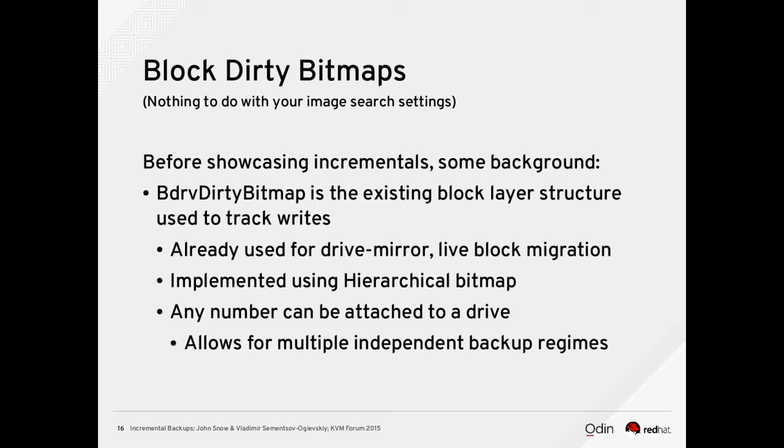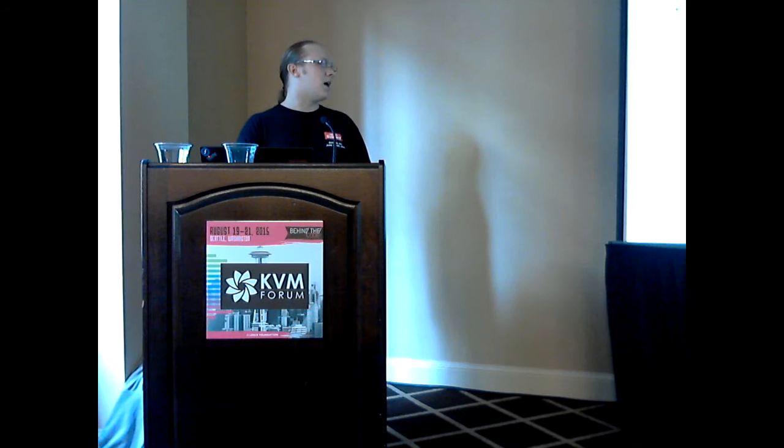So the block dirty bitmaps, it was an existing block layer structure that we're using to track writes for migration and drive mirroring. It's implemented using a hierarchical bitmap, which was already there for us to use. Any number can be attached to a drive, which is useful if you want to have multiple backup schedules for the same data. So you can attach as many bitmaps as needed, and you can use those bitmaps to accomplish different kinds of backup schedules as appropriate. It should be a flexible solution.